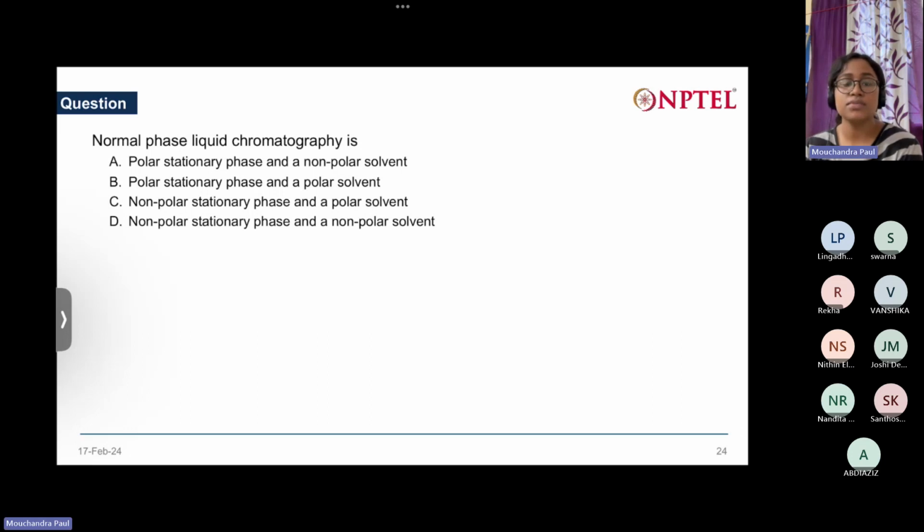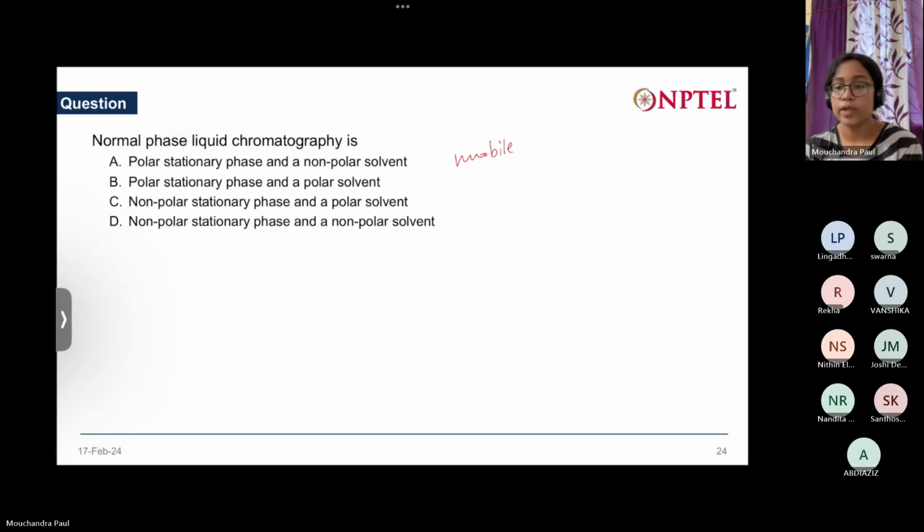So option A, you use a polar stationary solvent and a non-polar solvent. Option B, use a polar stationary solvent and a polar solvent. Option C, you use a non-polar stationary phase and a polar solvent. Solvent here is the mobile phase, and the stationary phase is the phase with which your sample is binding. The mobile phase is the phase that is running. You dissolve your sample in the mobile phase, and depending on its characteristics, it will bind on the stationary phase. So which of these is the correct answer?